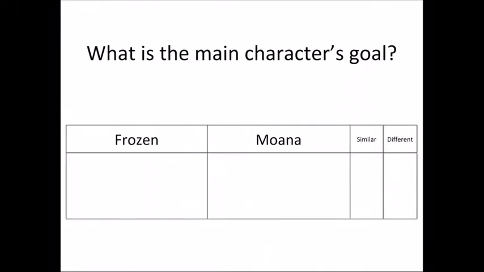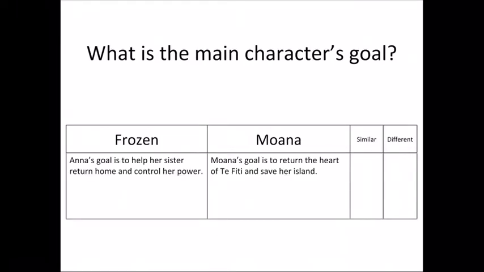All right, let's see what I was thinking. I believe that the goal in Frozen is that Anna wants to help her sister return home and control her power. I believe that the main character's goal in Moana is to return the heart of Te Fiti to save her island and thus her family. Are these goals similar or different?